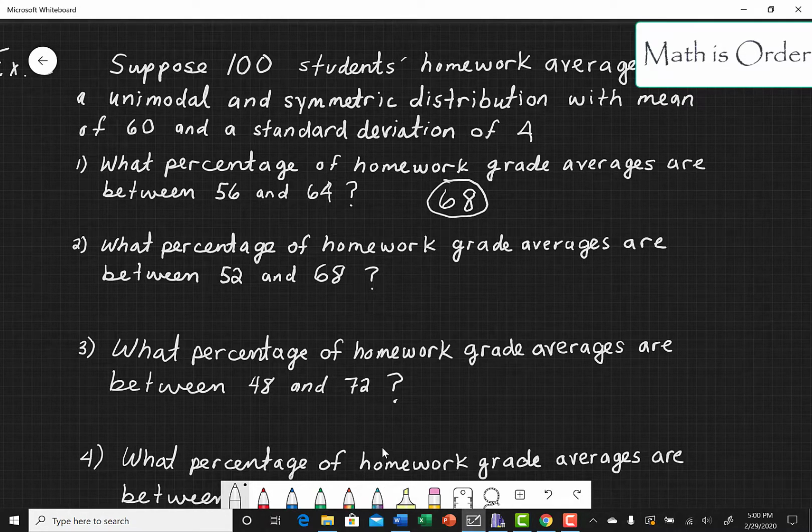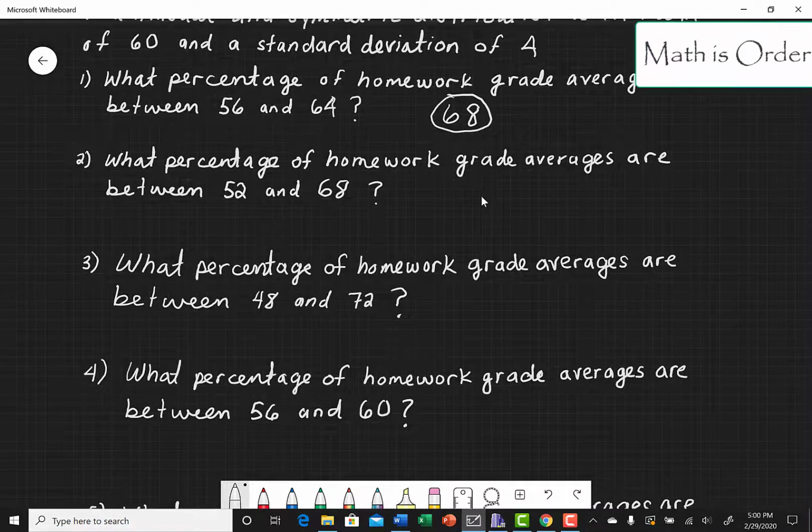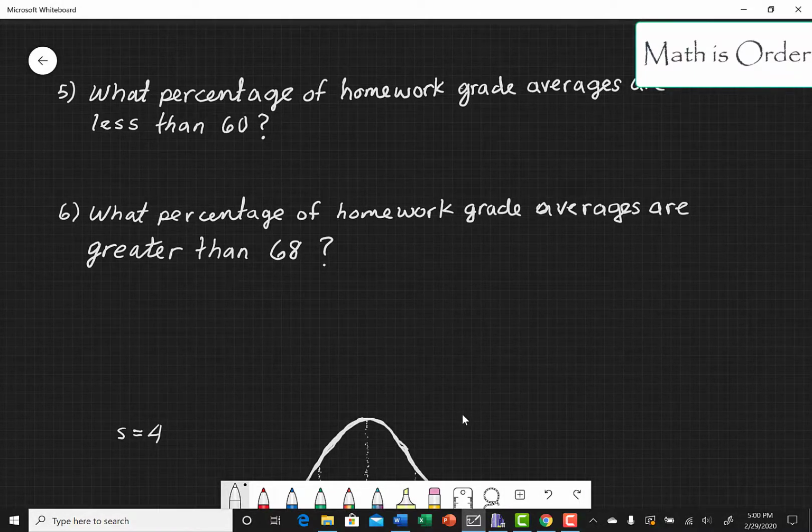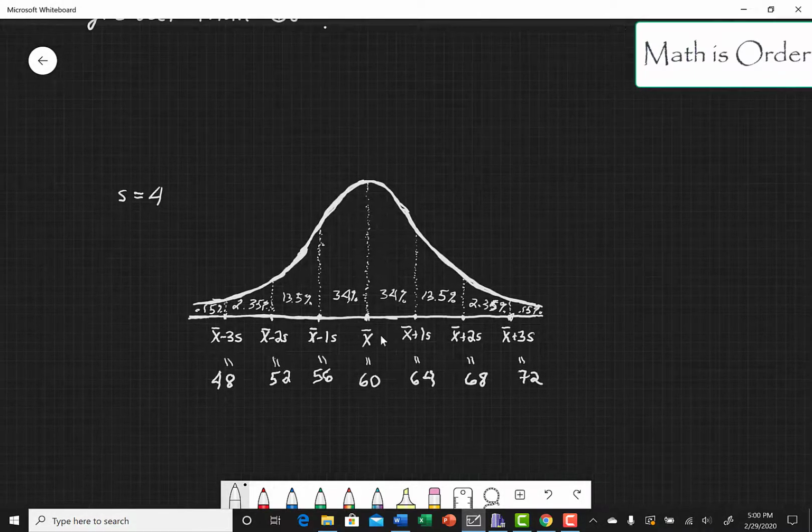All right, number 2: what percentage of homework grade averages are between 52 and 68? Between 52 and 68. Okay, 52 to 68. All right, that is 95%.